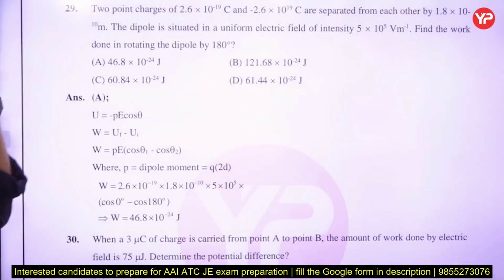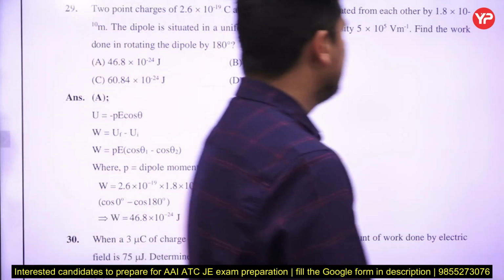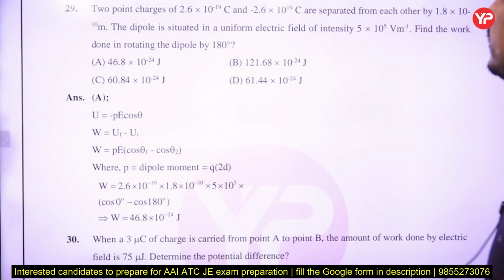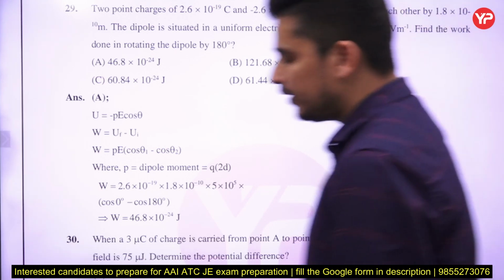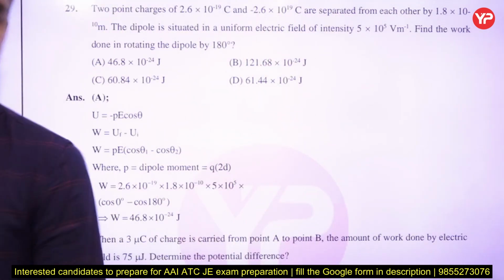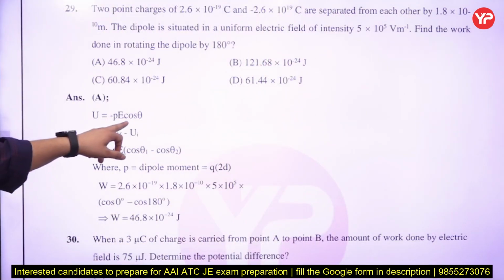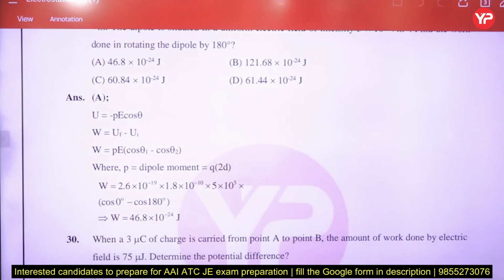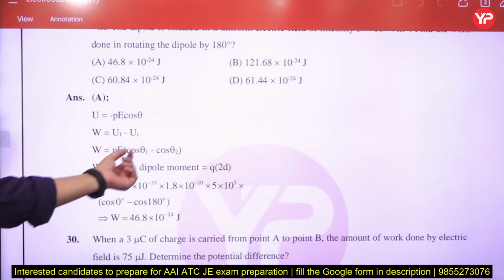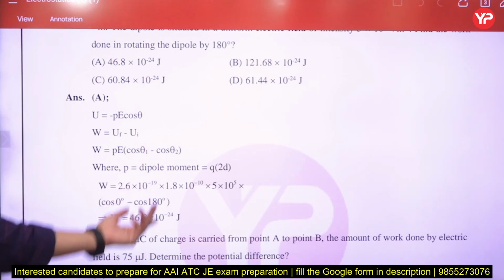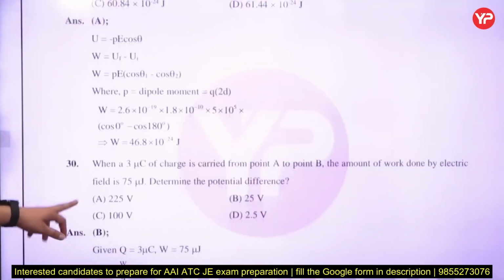Now next, two point charges of 2.6 into 10 raised to power minus 19 coulomb and minus 2.6 into 10 raised to power minus 19 coulomb are separated from each other by this distance. The dipole is situated in a uniform electric field equal to this. So if you calculate, the work done is always equal to the final potential energy minus the initial potential energy, and potential energy is given by minus PE cos theta. P is represented by the dipole moment, and we can calculate it from theta 1 to theta 2. Just plug in 0 to 180 degrees and plug in the values, you will get the answer.